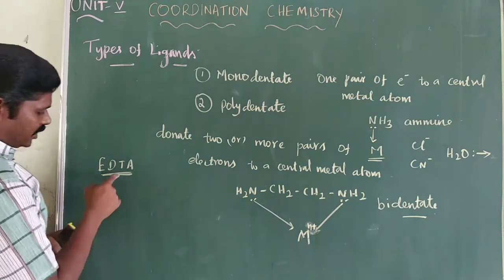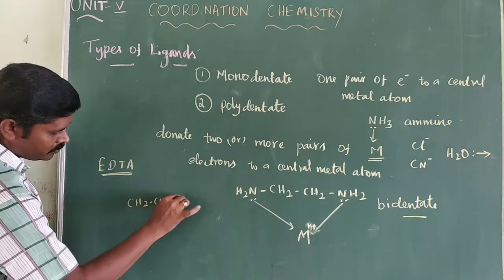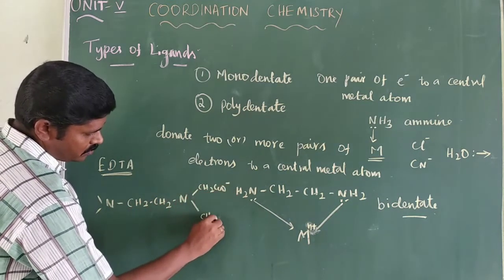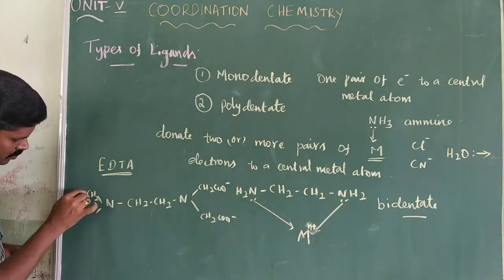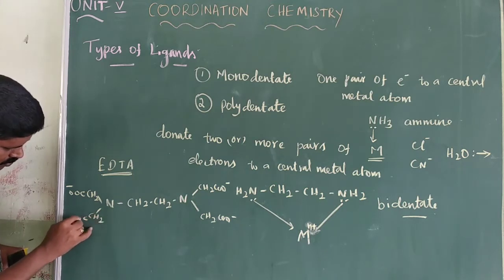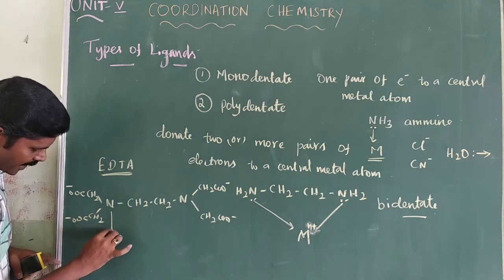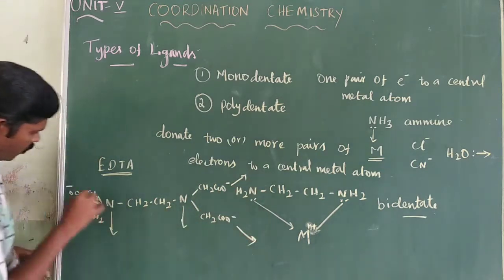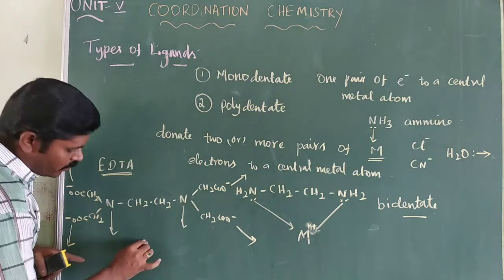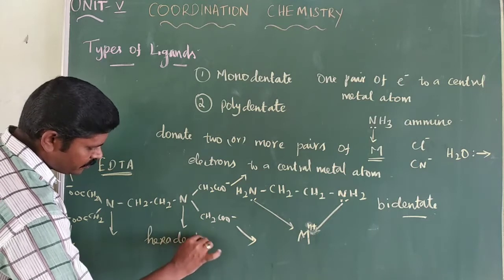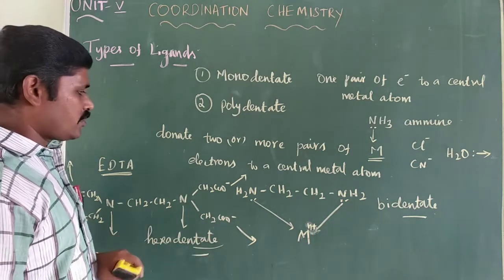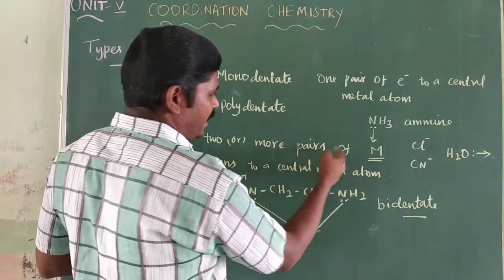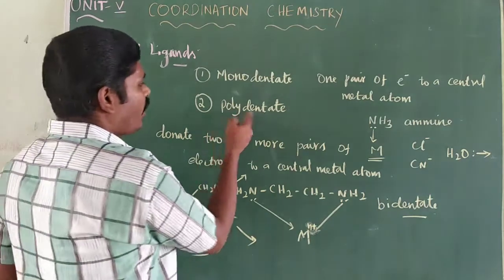Another example is EDTA, ethylene diamine tetraacetate. That ligand contains 6 donor atoms: 1, 2, 3, 4, 5 and 6. So it is a hexadentate ligand. Ligands that donate two or more pairs of electrons to a central metal atom are called polydentate ligands.